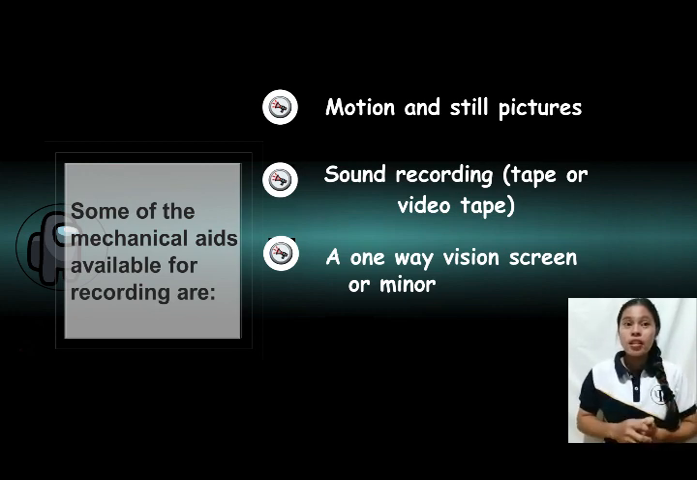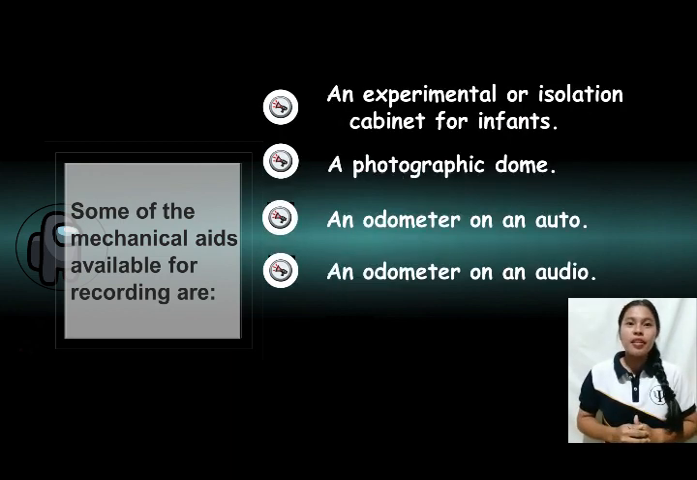Examples are: 1. Motion and still pictures. 2. Sound recording like tape or videotape. 3. A one-way vision screen or mirror. And next is an experiment or isolation cabinet for infant babies. Next is a photographic clone. Next is an endometer for an audio and applause meter.